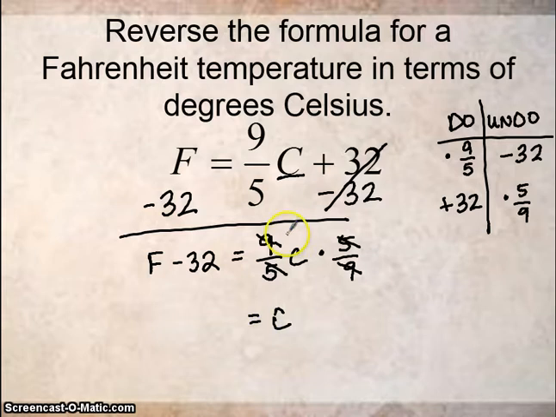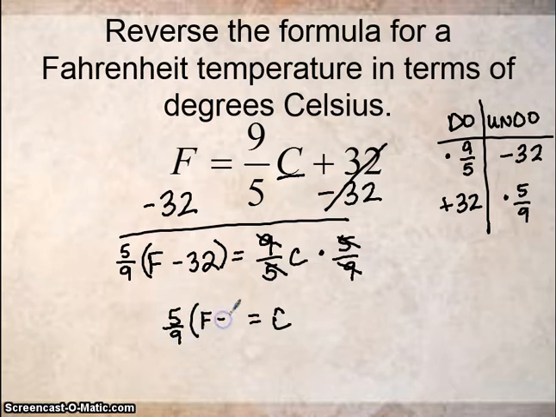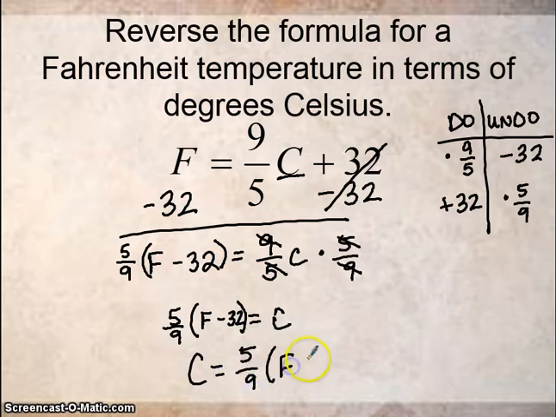But when we multiply this whole side by 5/9, we'll also have to multiply this whole side by 5/9. And I'm going to have to use parentheses because there are two terms being multiplied by 5/9. So C is equal to 5/9 times Fahrenheit minus 32. So we get Celsius equals 5/9 times Fahrenheit minus 32.